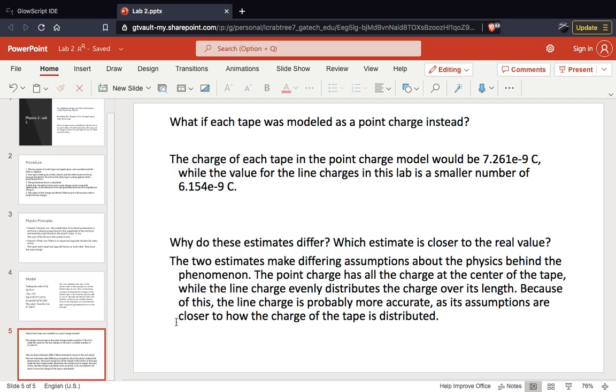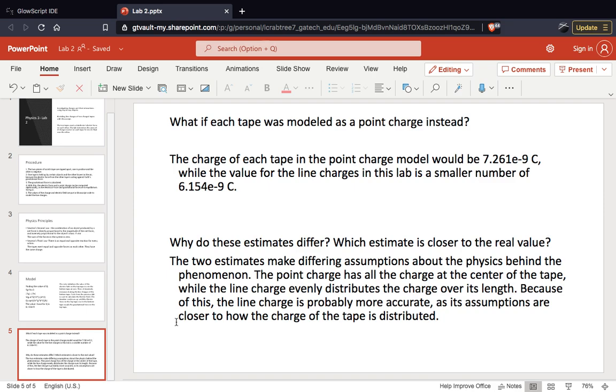So, now for some hypotheticals. What if instead of line charges we just used a point charge? Well, if that were the case, the charge needed for the forces to cancel out would be 7.261 times 10 to the negative coulombs, while the value with the line charges is a smaller number of 6.15 times 10 to the negative 9. So, the question: why do these estimates differ?